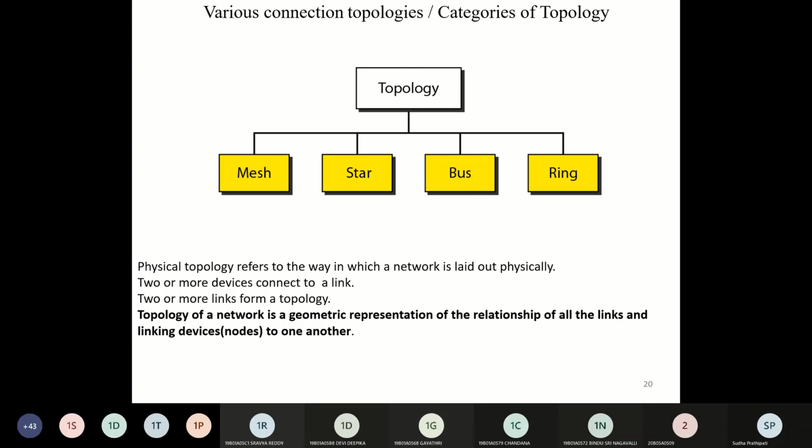And next is the network criteria. A network must be able to meet a certain number of criteria. The first one is performance, the second one is reliability, and the third one is security. We have seen the factors that measure performance. So we have transit time and also the delay time. Then we have the number of users connected to the network, and also the capabilities of the hardware and the efficiency of the software.